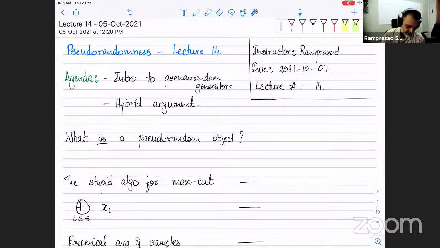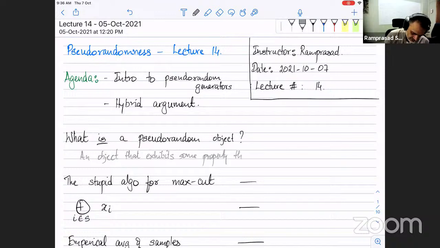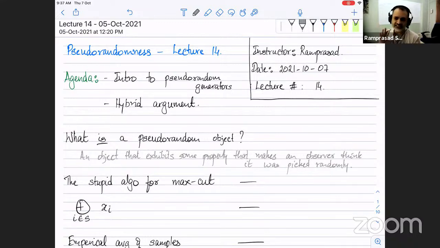So let me start off by trying to formalize a notion of what we really mean by a pseudorandom object. We were using this phrase a lot, but I want to say it is an object that exhibits some property that makes an observer think it was picked randomly. This is a very vague definition of what pseudorandomness means, but let's look at it from the context of examples we have seen so far.